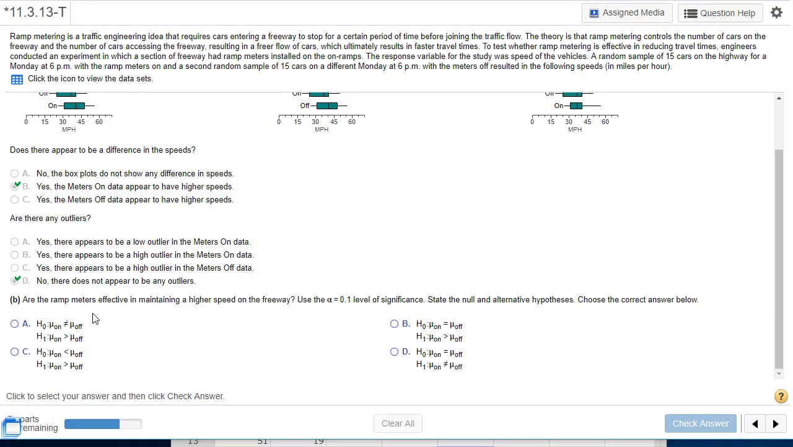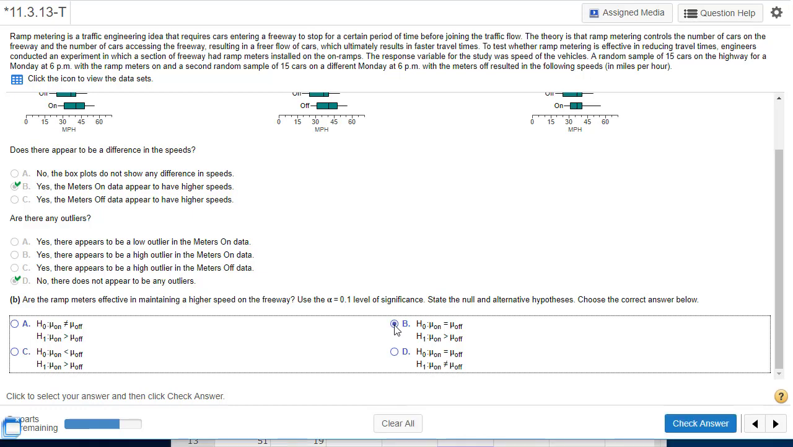So here's the question. Are the ramp meters effective in maintaining a higher speed on the freeway? Use the 0.1 level of significance. State the null and alternative hypothesis. So the null is that there is no difference. So this is always equal. So the only two where that comes up are B and D. And it says, are they effective at maintaining a higher speed? So this is that if it's on, the mean speed would be greater than if it were off. So that is B.